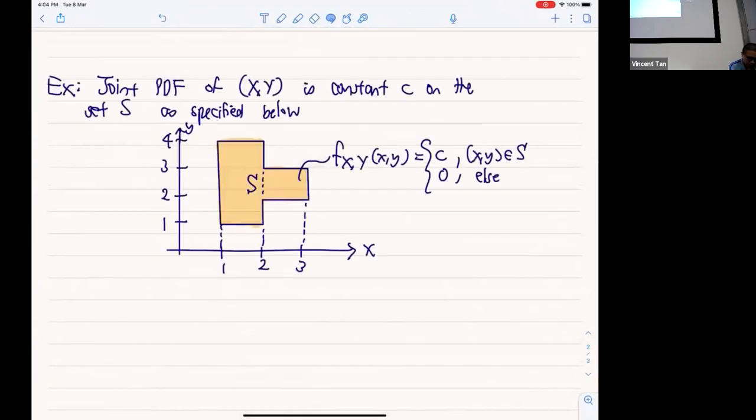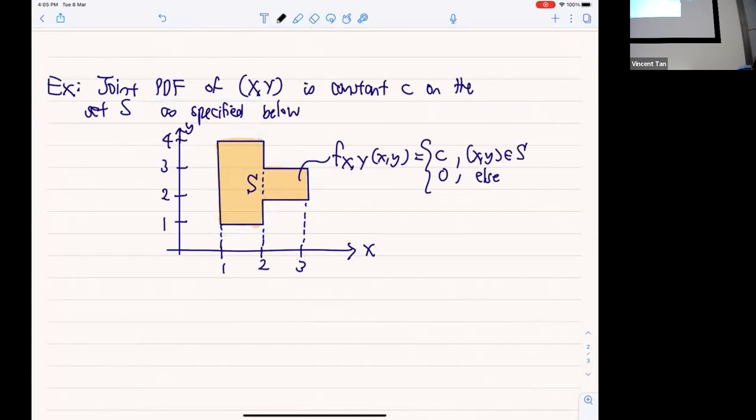Here we have that the joint PDF of XY is a constant C on the set S as specified below. So this is a strange set, but the point here is that the PDF of XY is constant, is flat on the set S specified below.